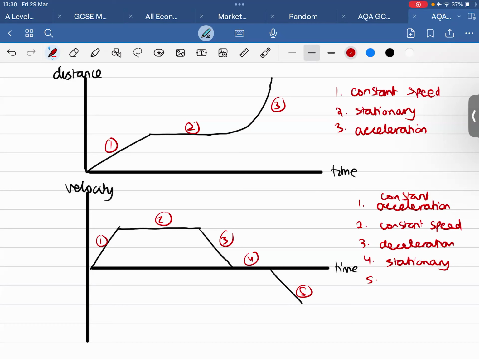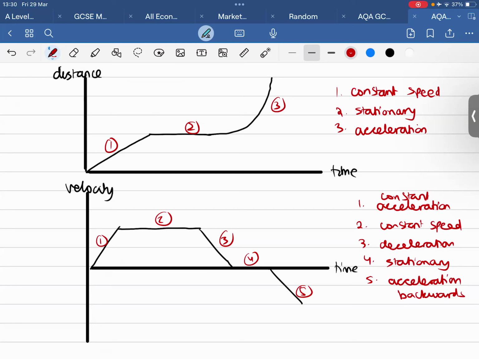And then 5, because velocity is a vector, it takes into account direction. So 5 is actually accelerating in the opposite direction, backwards. It could be reversing, or it could have changed direction, turned around, and started to accelerate backwards. But because velocity is a vector, it factors that into it. So minus 20 meters per second and 20 meters per second are the same speed in opposite directions.